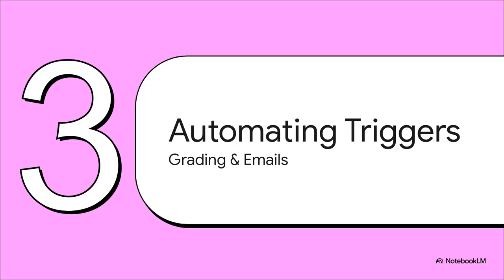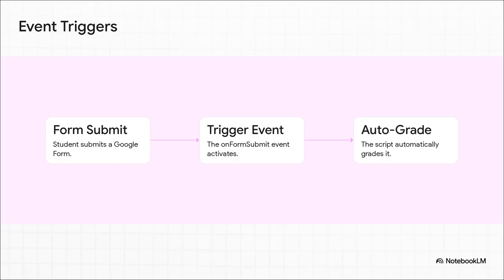Let's hit Section 3, Triggers, automating grading and emails. Let's see how this builds into a real-world classroom scenario using what's called an event-based trigger. This just means it runs a script when something specific happens in your file. So, Step 1, a student hits Submit on a Google Form quiz. Step 2, the system notices that event. It triggers an action, specifically an on-form submit trigger.